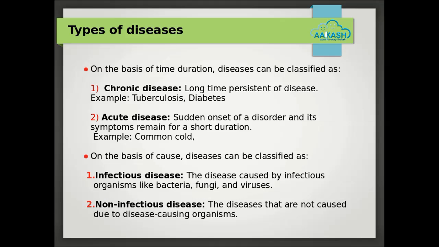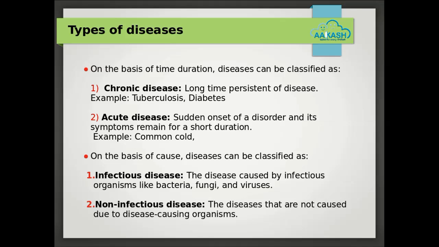Disease can be classified in two different ways. On the basis of the time duration and lasting of the disease, they can be divided into two types. A. Chronic disease. The disease that lasts for a long time, for 6 months or sometimes even for a lifetime, is called a chronic disease. In this, patient does not recover completely. For example, tuberculosis, diabetes, etc.